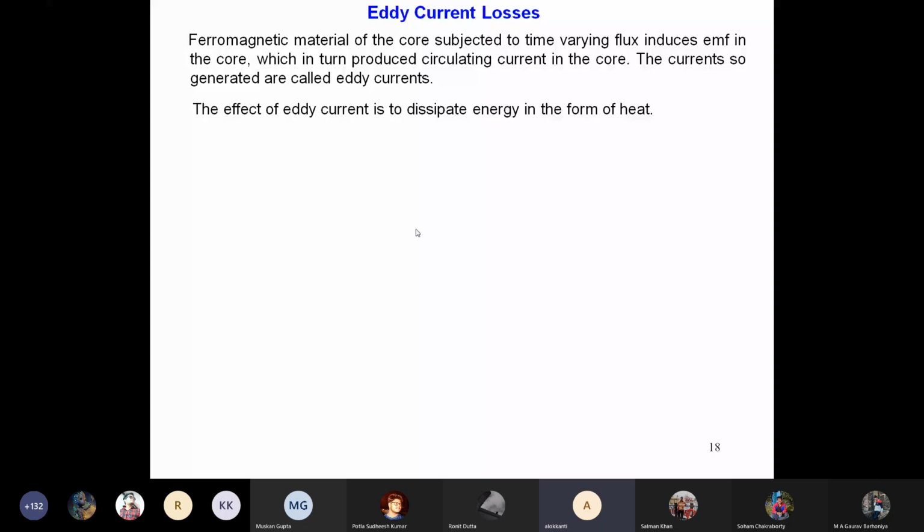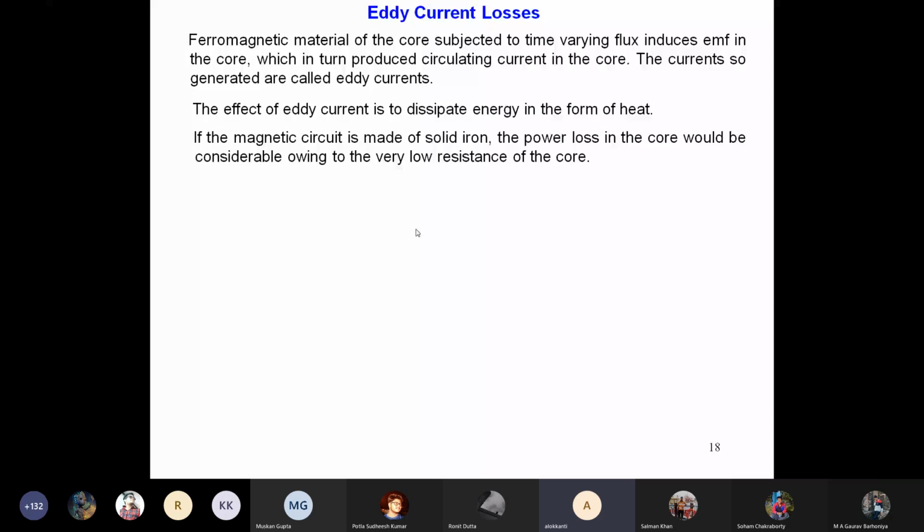So if the magnetic material is made of solid iron, the power loss in the core would be considerable owing to very low resistance in the core. So if it is a ferromagnetic material, there will be power loss inside the core. This iron will get heated up, and ultimately this heat has to be evacuated.